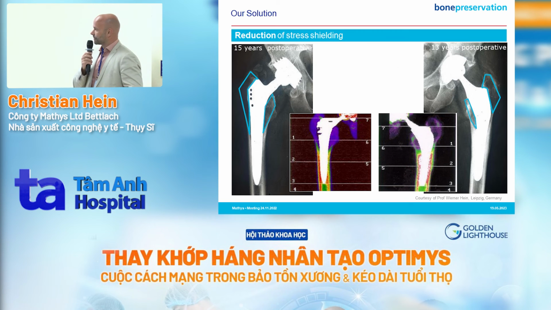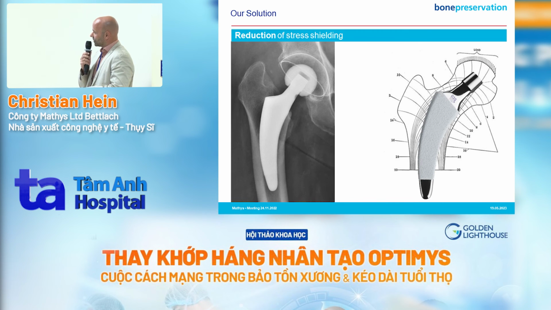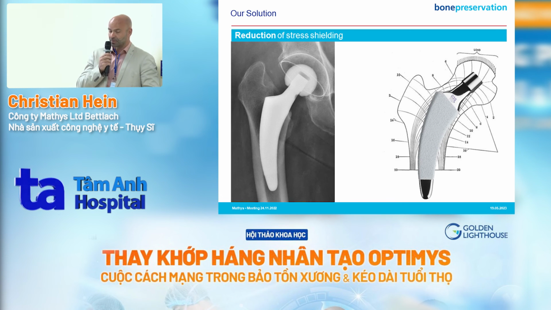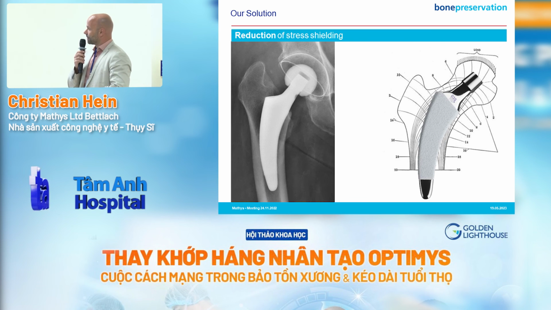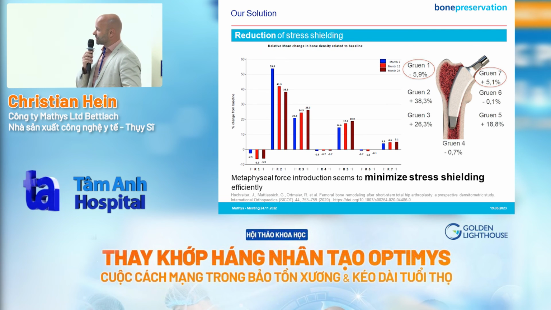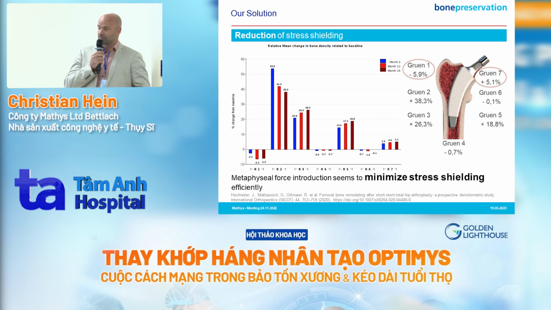this area. With the option of using the trabecular structure, the way the bone is structured, and looking at the implantation of Optimys and how the Optimys is going to be performed, we could reduce stress shielding even in this area. So you see there is of course a slight decrease in Gruen zone 1, but all of the other zones could be preserved quite well. And even after 5 years, everything stays stable.